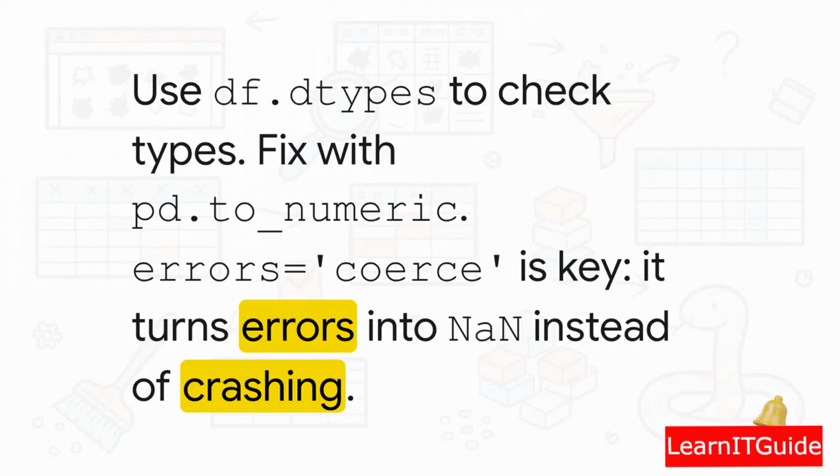Last but not least, let's talk data types. You can check them really easily with df.dtypes. Why does this matter? Well, sometimes a column that's full of numbers, like a price column, gets accidentally read in as text. Pandas calls this an object type. If you try to calculate the average price, your code will just crash. The fix is this line here, pd.to_numeric, and that little bit at the end, errors='coerce', is an absolute lifesaver. It tells pandas, hey, if you find something in this column you can't turn into a number, don't freak out and crash, just turn it into a missing value, a NaN, and we'll deal with it later.